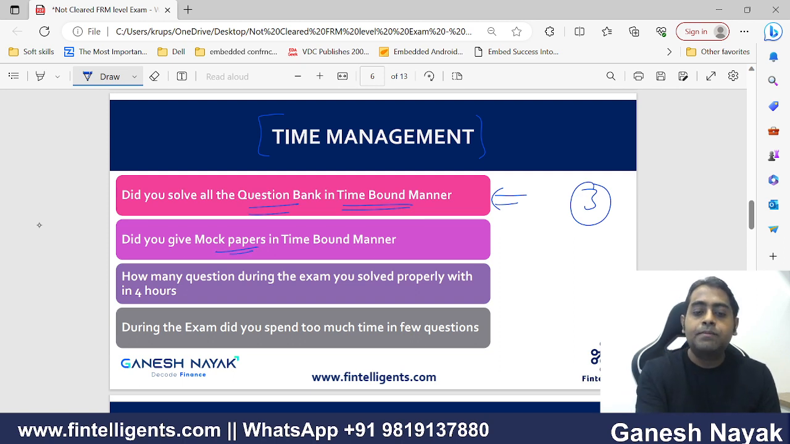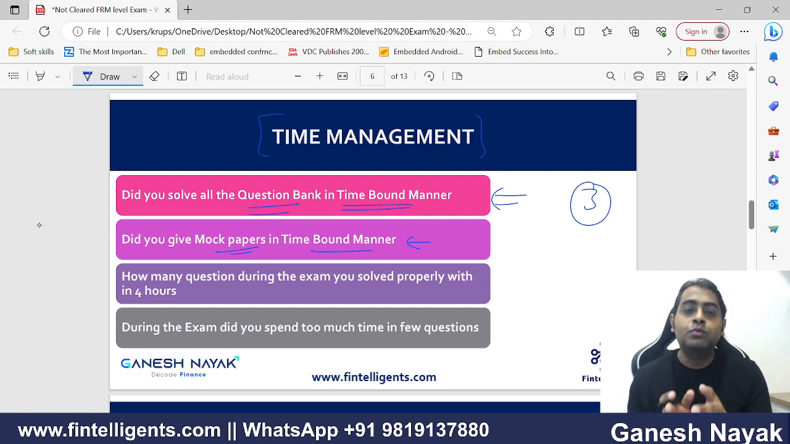Next, how many mock papers have you been able to solve in a time-bound manner? One, two, three? There is no benchmark that every mock paper must be solved in a time-bound manner, but when you do not have the habit of sitting for 4 hours and have not solved any mock paper in that time frame, then in the exam you face a challenge. You face a challenge in focusing and in sitting in that seat for the next 4 hours. That is why this question is very, very important.